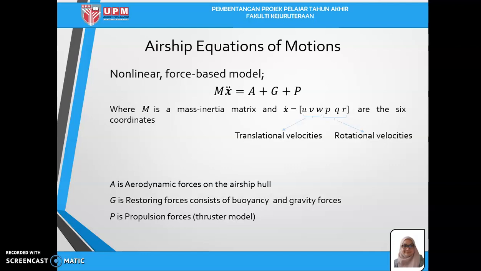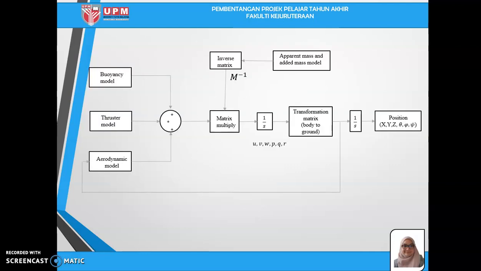M double dot X, or MA, is equivalent to A plus G plus P, where A is the aerodynamic, G is the restoring forces, and P the propulsion forces. So we can see from this diagram that the buoyancy model, thruster, A, G, P, and M are needed in order to get the double dot X, the acceleration, and differentiating it, we get the velocity, UVW, PQR, and differentiating lastly, we get the position, which is X, Y, Z, theta, phi, psi, the airship dynamics that we need to observe.